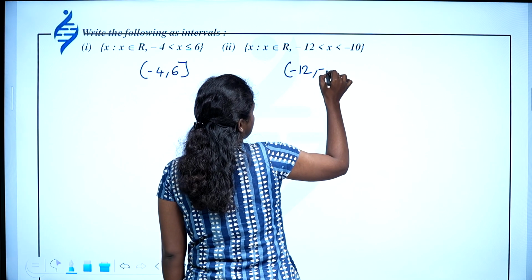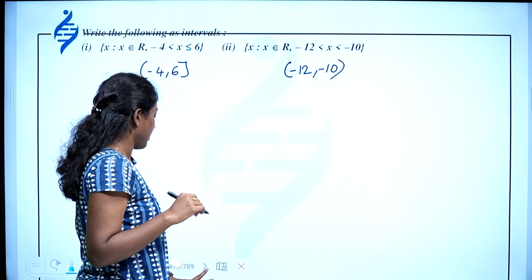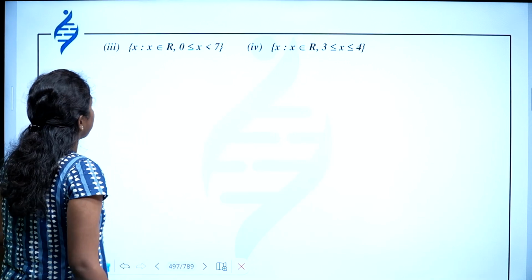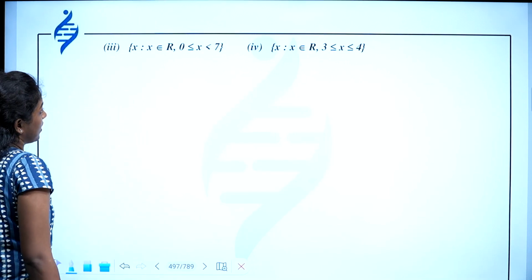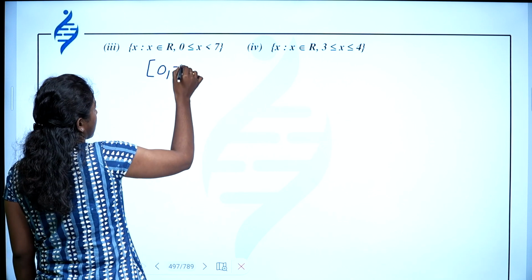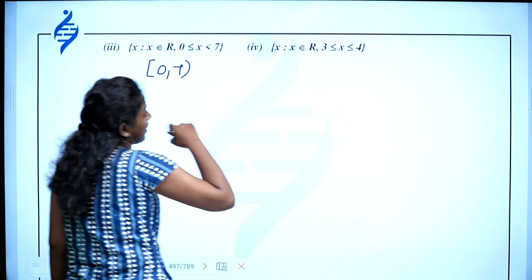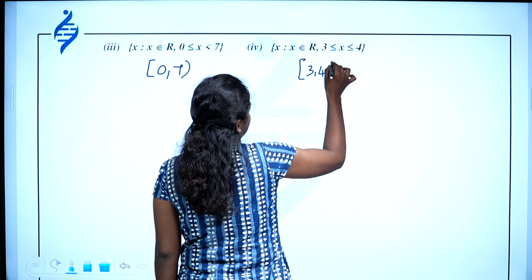So this is minus 12 and minus 10. Okay. Then 0 less than or equal to x less than 7. So this means 0, 7. Okay. This is 3, 4.